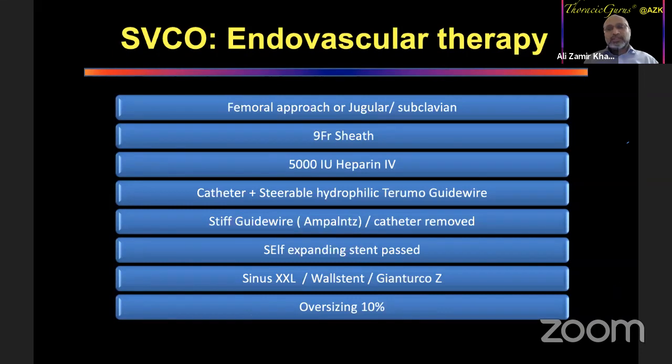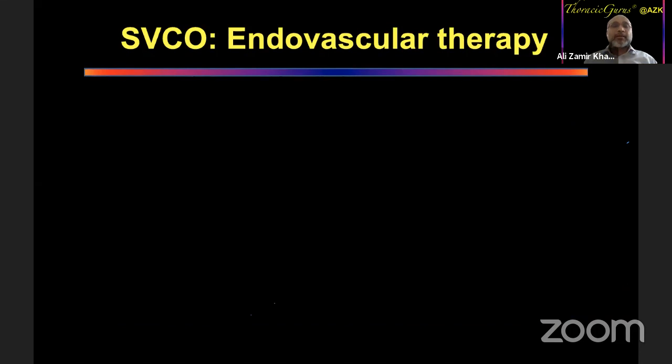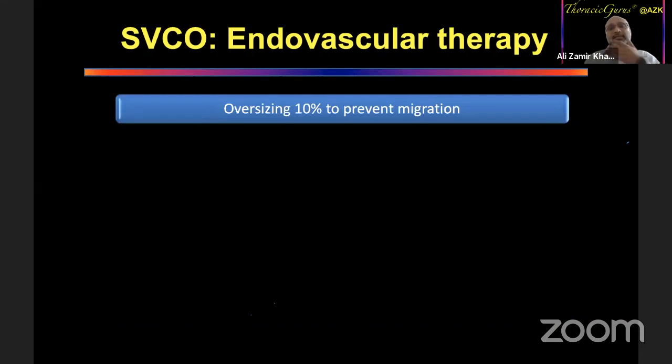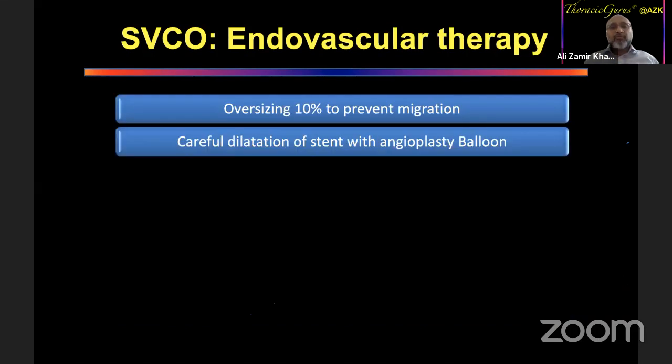You have to oversize it almost up to 10% so that the stent fits snugly against the SVC and does not migrate. That is the important thing. So you must oversize the stent. As I said, it's oversized 10% to prevent migration. Before you can put in the stent, sometimes you might have to dilate the SVC before the stent passes.